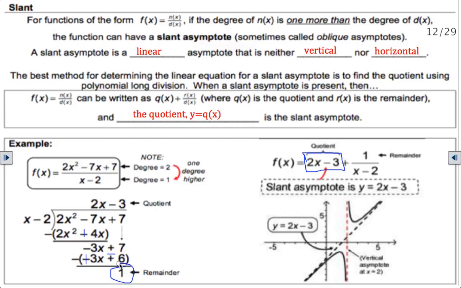Now, the interesting thing about the remainder is you're totally going to ignore it when you're looking for your slant asymptote. Do not include it. So that's how you get your quotient. The 2x minus 3 is the location of your slant asymptote. And here's an example of the graph that they just did for you.